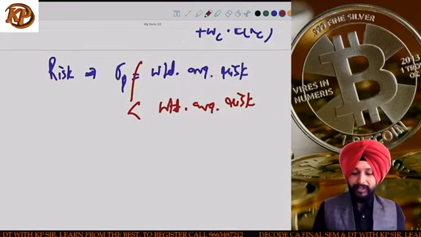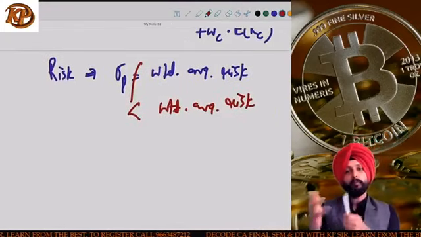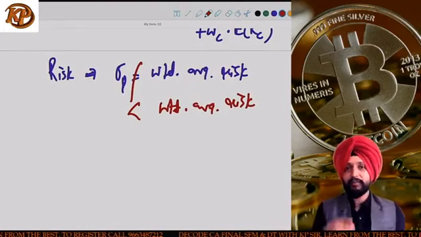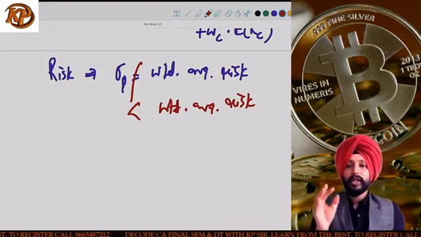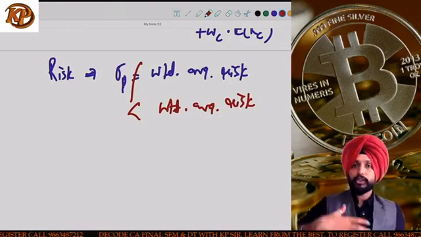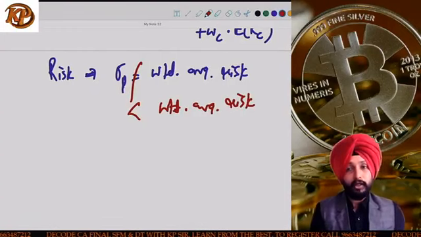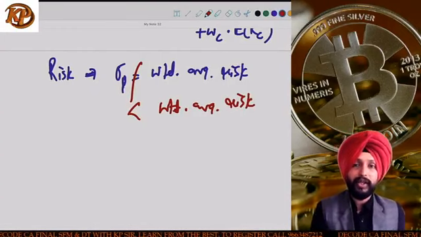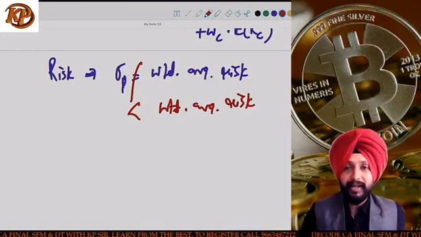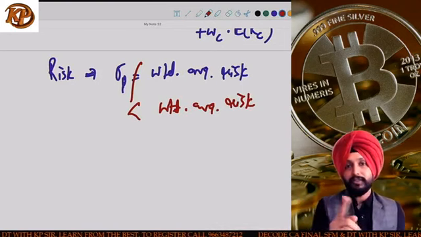Why is it less than weighted average risk? You studied this in CFPM in the derivatives chapter. Why is the risk of a portfolio less than the weighted average risk? Because we get some benefit of diversification, by putting our money not in just one stock but across different stocks. Once you put your money across different stocks, you are able to get rid of unsystematic risk. Do you remember, guys? We get rid of unsystematic risk once we diversify the money.